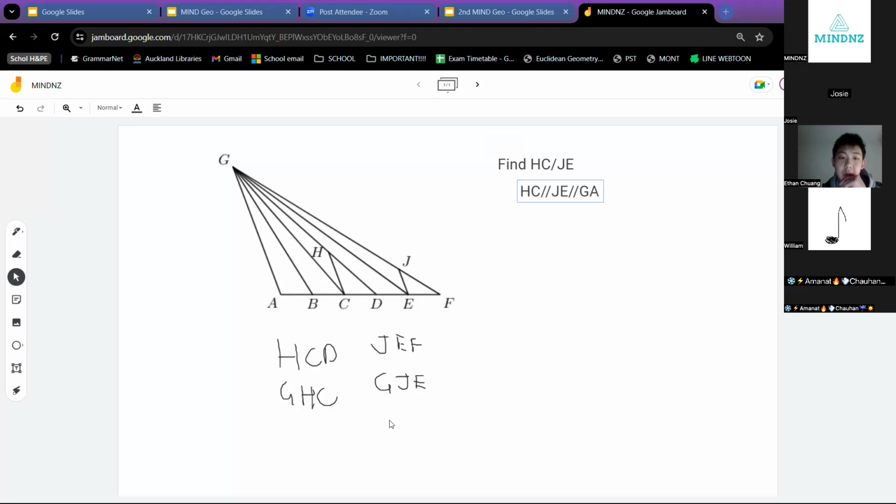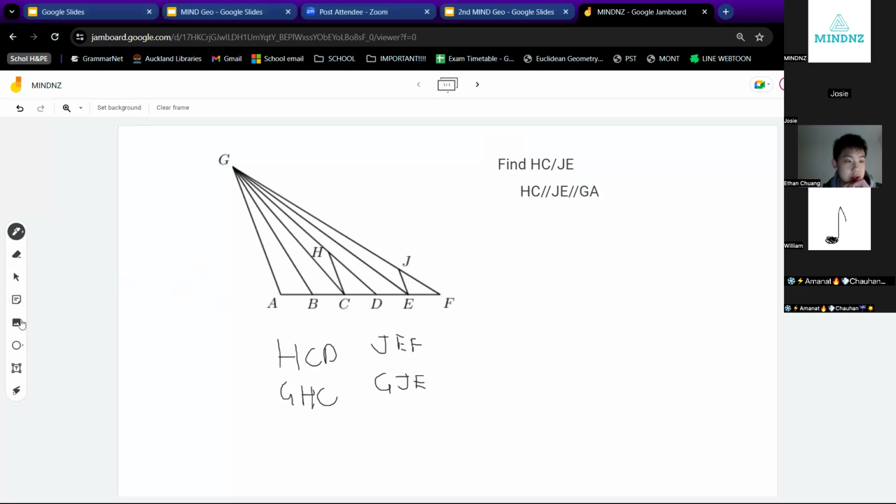HCD and JEF have one side and one angle the same. That's not necessarily true, we don't know that. Oh, we do know that one angle is the same, because these three sides are parallel, right? So then we know this angle. Oh, wait, they have two same sides, this one, this one. Yeah, you're right. But what does that tell us though? ABC. Yeah, that's true, you're right. I forgot.